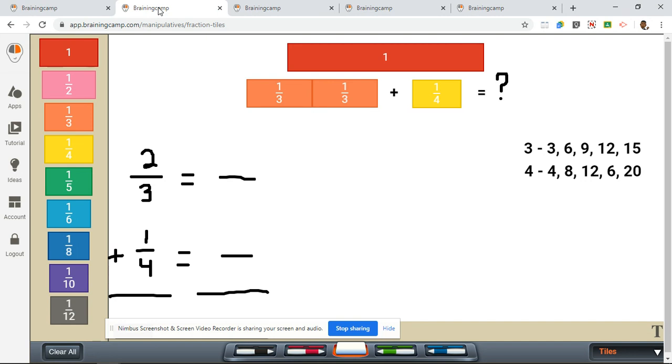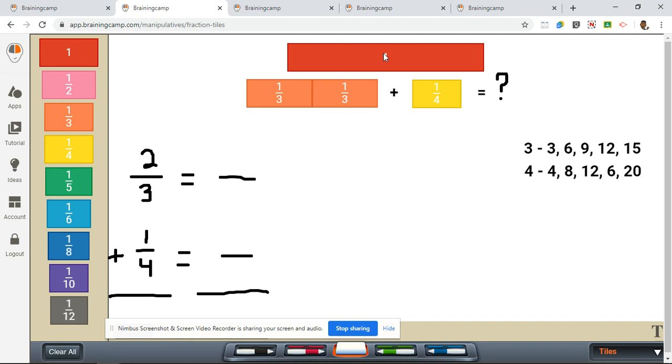So I like to have these visual representations of fractional tiles. I always like to have one whole or something that represents a whole, because working with fractions are parts of a whole. So I need to figure out, if I have 2/3 and I want to add 1/4, how many total do I have?